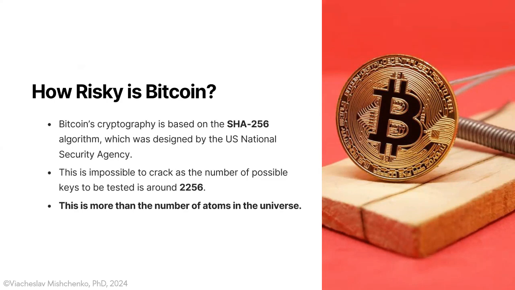What is really interesting about Bitcoin security is that it uses the SHA-256 algorithm. And this algorithm was actually developed by the U.S. National Security Agency. It's very interesting. It applies to the theory that Bitcoin was invented by the U.S. government, for example. So we can think about this hypothesis.